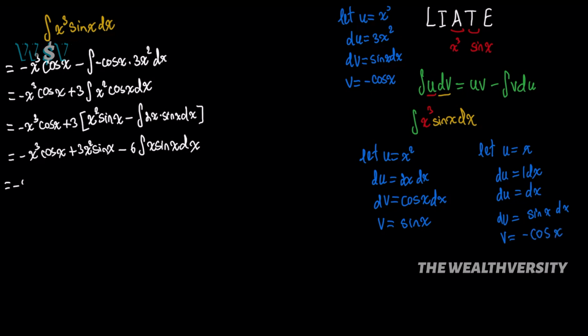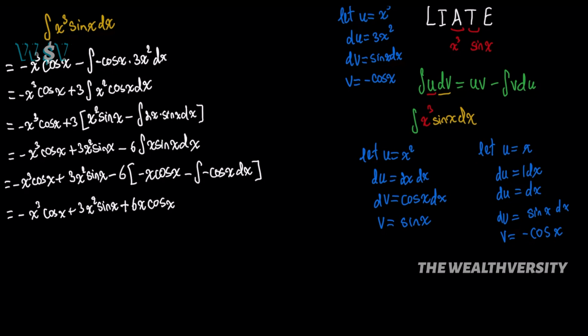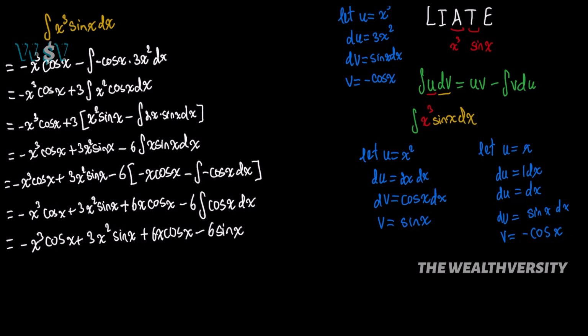Now we apply the formula, and we simplify to get negative x cubed times cos x plus 3x squared times sine x plus 6x times cos x minus 6 times the integral of cos x dx. Now we know that the antiderivative of cos x is sine x, so our final answer will be negative x cubed times cos x plus 3x squared times sine x plus 6x times cos x minus 6 times sine x plus the constant c.